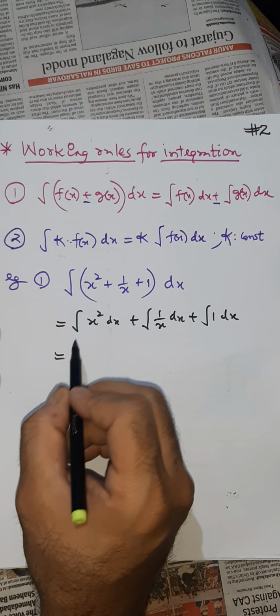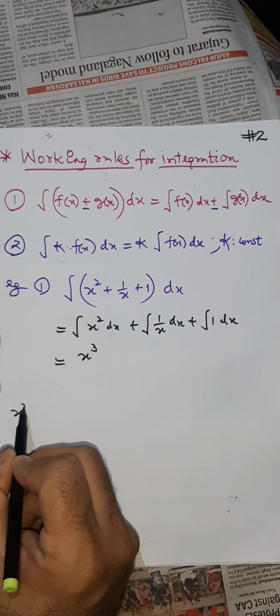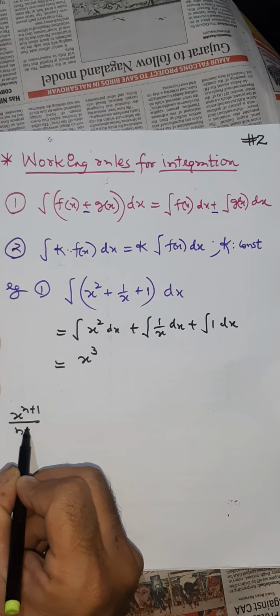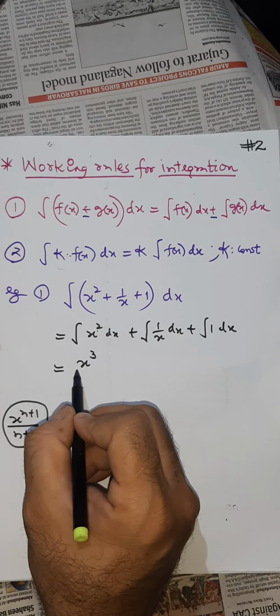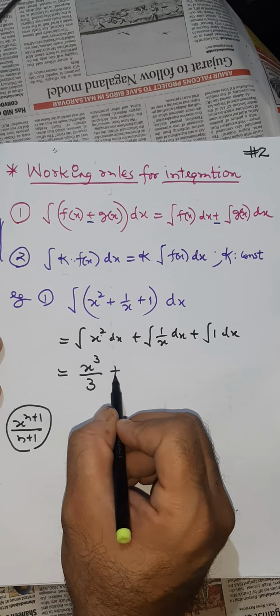What is the integral of x squared? Raise the power by 1. Now you know the formula. x raised to n plus 1 upon n plus 1, if you remember. Raise the power by 1 divided by the same number. If you differentiate these, you will get exactly this.